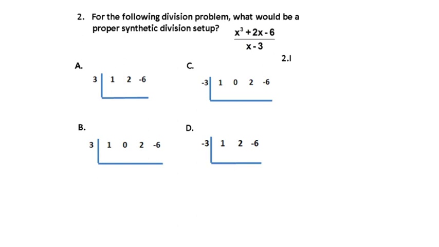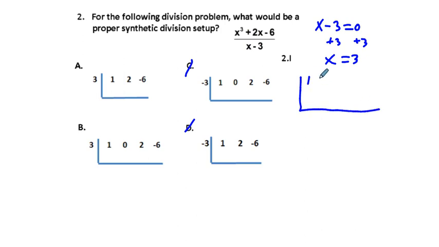Next, for the following division problem, what would be the proper synthetic division setup? Again, we have our denominator x minus 3, set that equal to 0. So we're going to have a 0 of x is equal to 3. So 3 will go on the outside. So these negative 3 ones will go away. And we have 1x squared. We don't have any 1x cubed. That's 0x squared, 2, 6, 3 on the outside. That is answer choice.